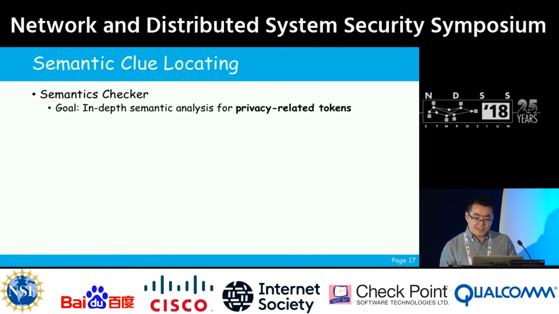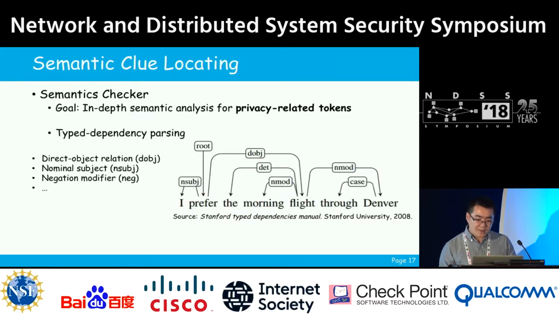The goal of the semantics checker is to perform a grammatical analysis over such privacy-related tokens and filter out the matched terms that are not serving as the theme of their semantic context. We use typed dependency parsing to check if the privacy-related keyword shares a specific relation with other words. The typed dependency parsing provides a simple description of the grammatical relationships in a sentence. Therefore, it provides a more structured format to analyze the sentence.